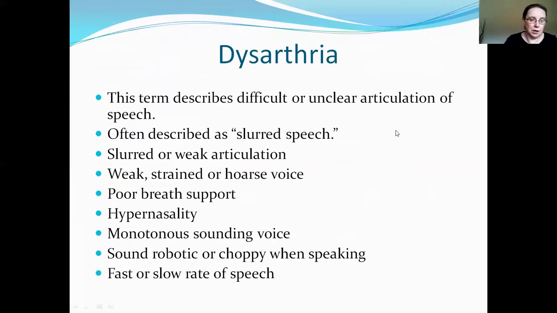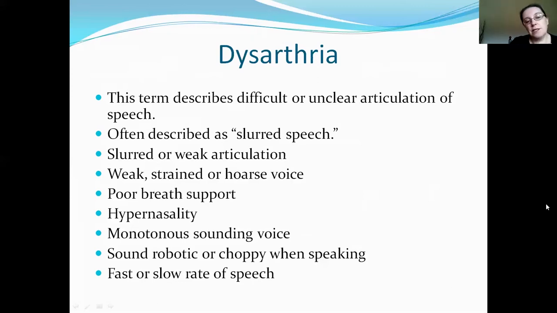Okay. So just going to move on to some of the problems that people with Huntington's face. So they're often unable to control the muscles for speech as well as they could before, and this is what we call dysarthria. And it just describes basically a difficulty with articulation, so it becomes quite unclear. We often describe it as slurred speech, so it's quite slurred or very weak articulation. They often also have quite a weak voice. Sometimes it can sound a bit strained, a little bit hoarse. They may have difficulties with controlling the volume, so it might be quite quiet.